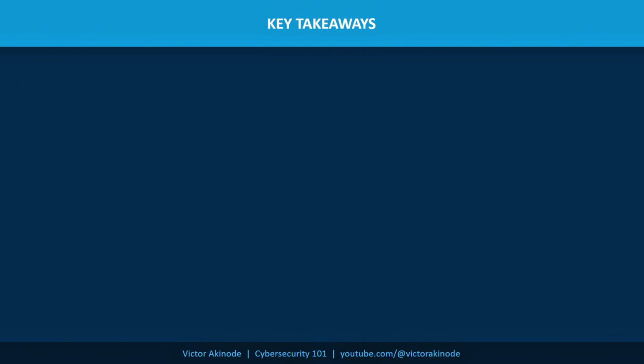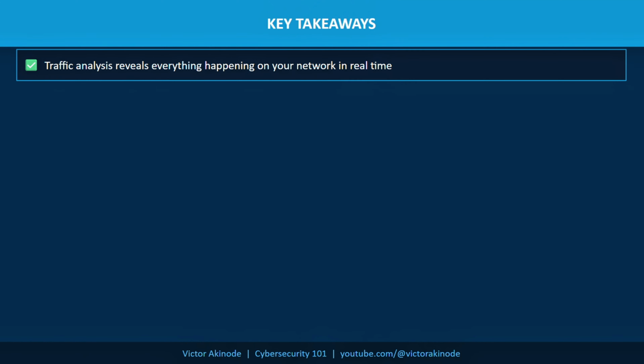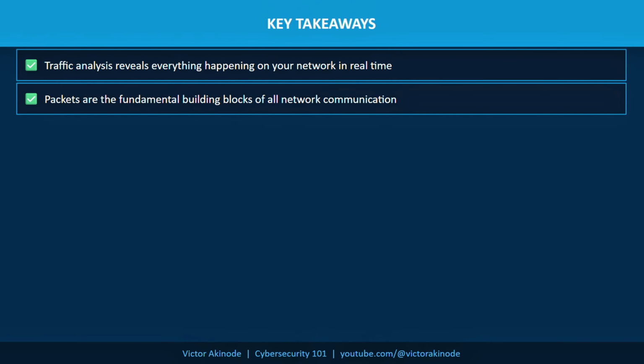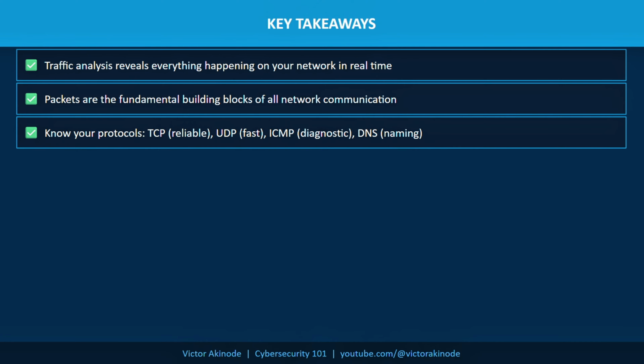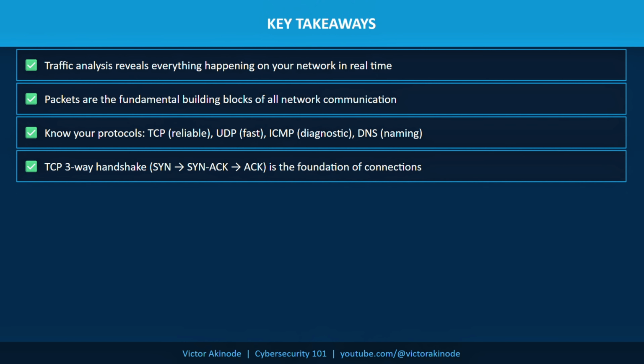Now, what are the key takeaways from this lesson? The first one is that network traffic analysis reviews everything happening on your network in real time. The second one is that packets are the building blocks of network communication. The third one is that understanding protocols like TCP, UDP, ICMP, and DNS is essential. Also, the TCP three-way handshake is fundamental to all connections.